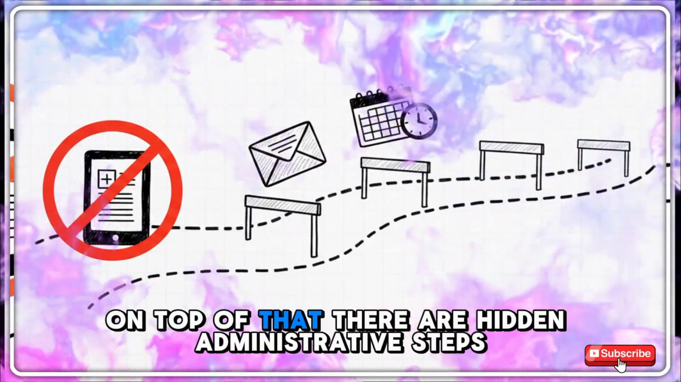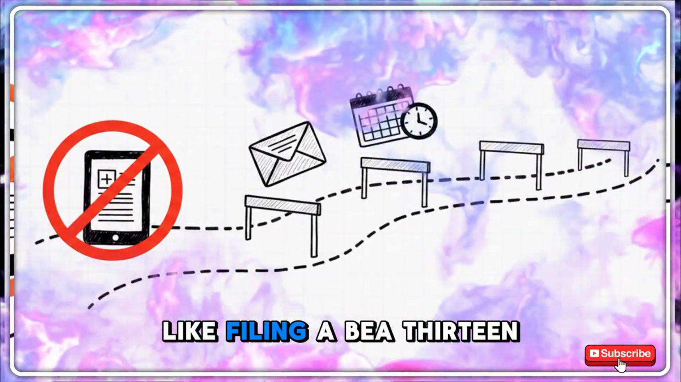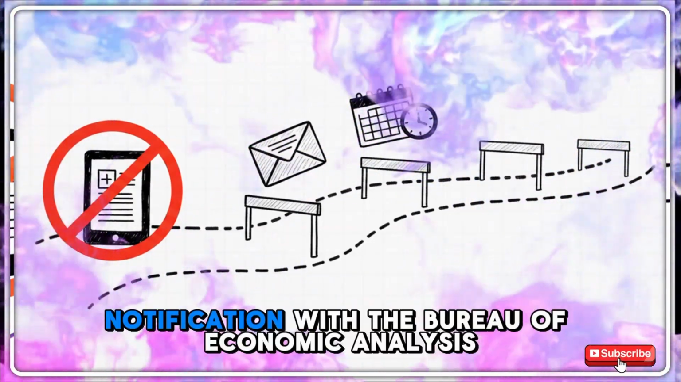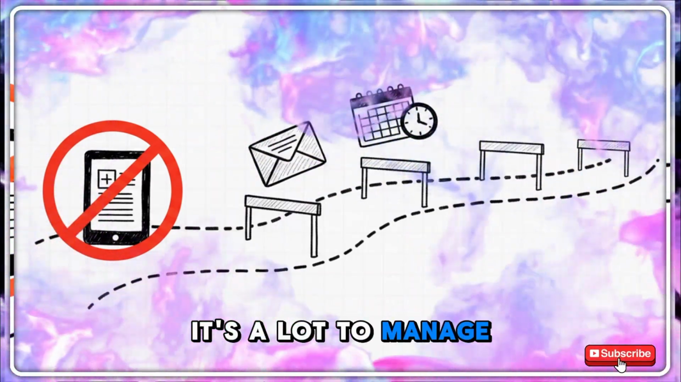On top of that, there are hidden administrative steps most people don't know about, like filing a BEA 13 exemption notification with the Bureau of Economic Analysis. It's a lot to manage.